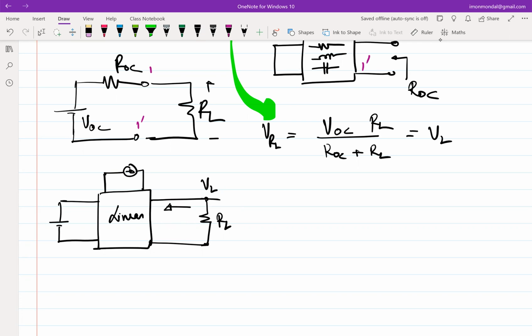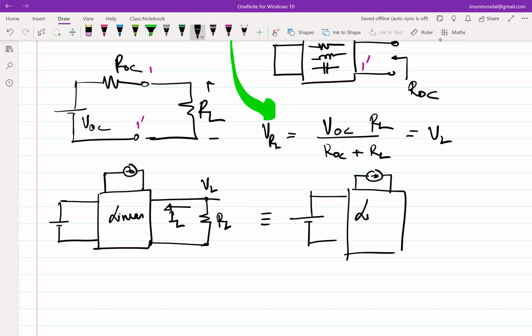Let me just say this is IL. Now note that this circuit I can replace, this network is identical. Now using substitution theorem, I can replace this resistor with a current source which is carrying the current that is flowing through the resistor, right? That essentially is the substitution theorem, and nothing else in the circuit will change.